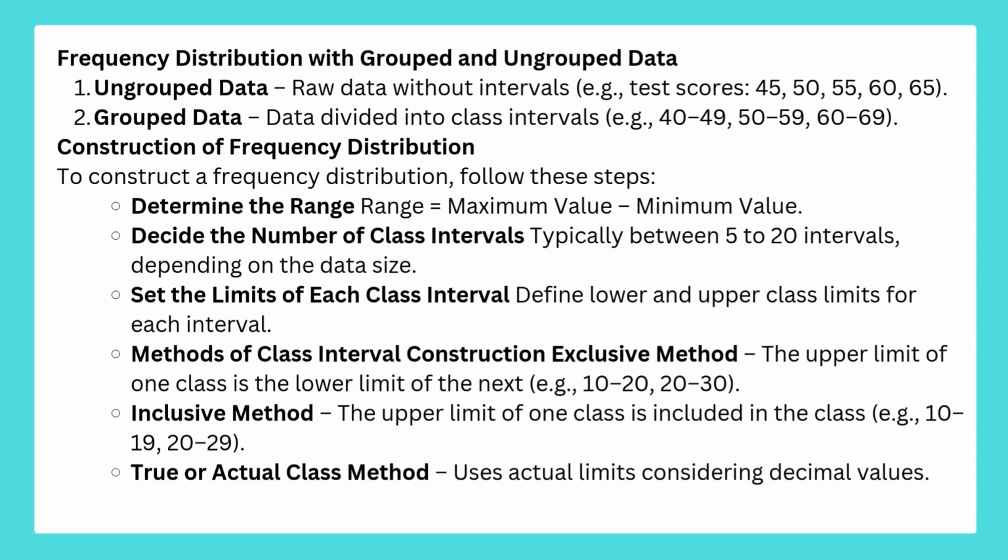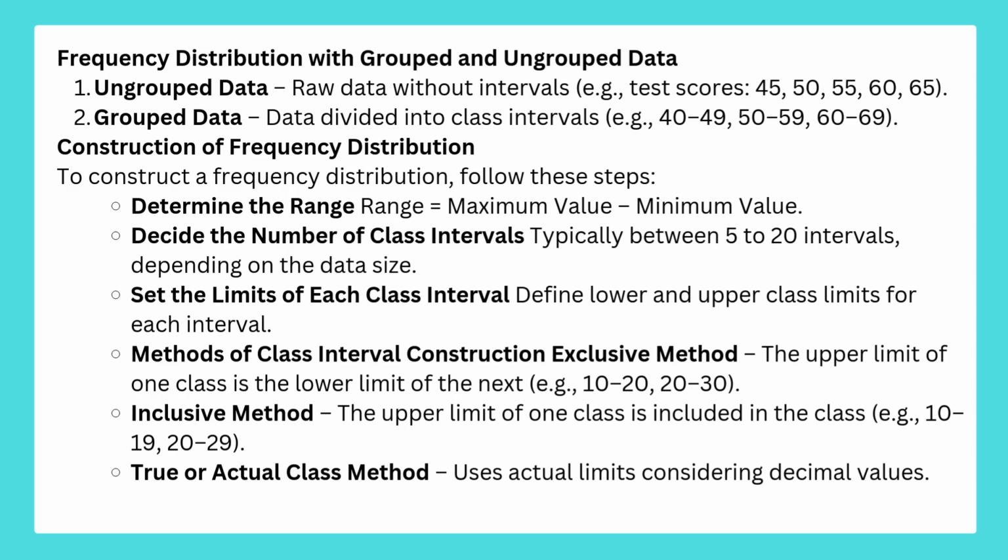Frequency distribution with grouped and ungrouped data. Ungrouped data, raw data without intervals, e.g., test scores 45, 50, 55, 60, 65. Grouped data, data divided into class intervals, e.g., 40 to 49, 50 to 59, 60 to 69.